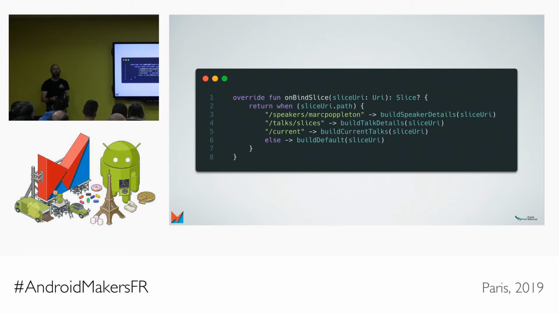Bear in mind, it's a content provider, so all the business logic that you'd have with a content provider, you have it also with your slice provider. It means you can have a slash speaker slash the name of the speaker and provide a slice for this given speaker, or same for the talks.